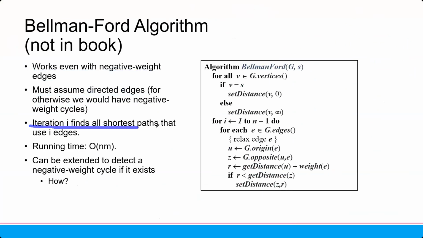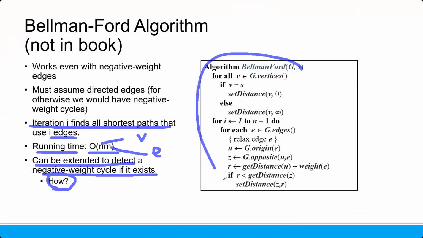Iteration I, find all the shortest paths that use I edges. So we will check for every possible I. And the running time will be N multiplied by M, where N is the number of vertices, and M is the number of edges. So it can be extended to detect a negative weight cycle if it exists. So how can we do this?